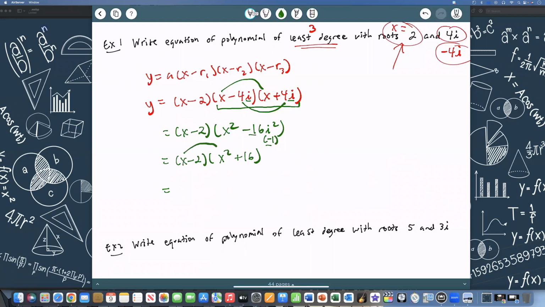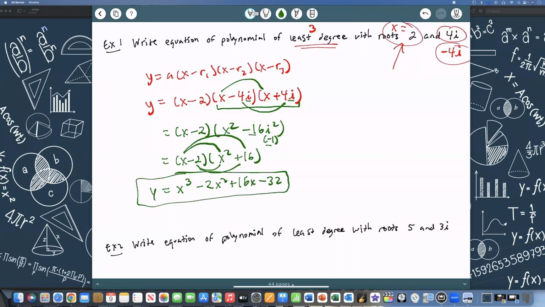So x times x squared is x cubed. Okay, x times positive 16 is 16x. Then we have the inner term, so negative 2 times x squared is negative 2x squared. We're going to put this in descending order, so let me write the negative 2x squared first, and then I'll bring back that plus 16x, just to have it in order. Okay, and the negative 2 times 16 will give me a negative 32. Okay, so it looks like this would be my final equation.